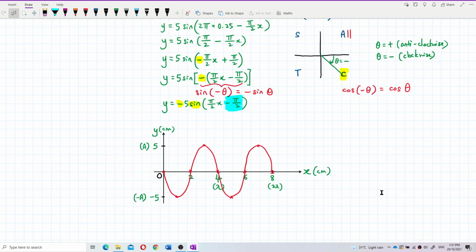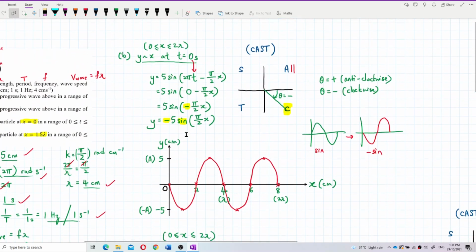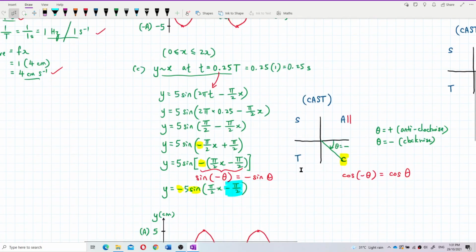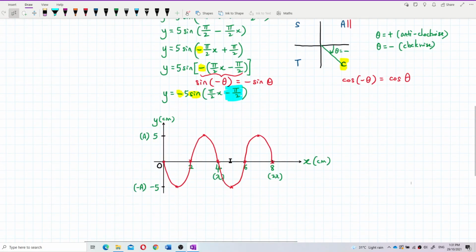Okay, look at here. I'm recording. This is our original graph just now. Negative sine graph, from the top. This is the graph we have for the negative sine graph.